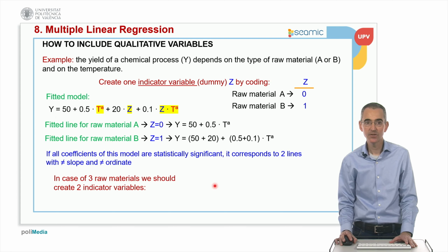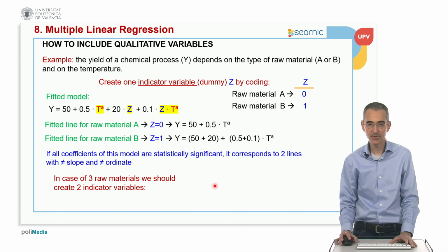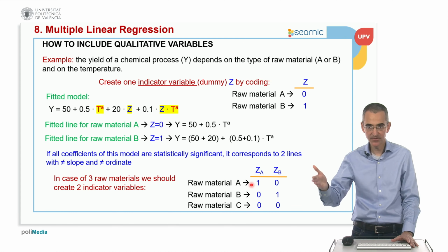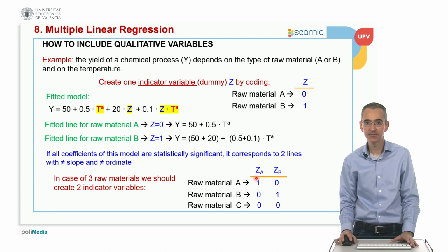So in case of three materials, can we use an approach like this one? Well, the answer is yes. In case of three raw materials, we should use two indicator variables like this one. For example, for raw material A, ZA will take the value 1, and for others 0. And I will call ZB the one that takes the value 1 for data corresponding to raw material B, and 0 for the rest.